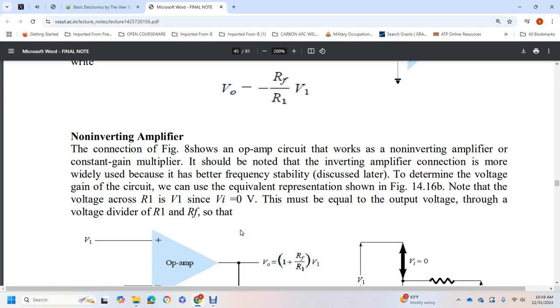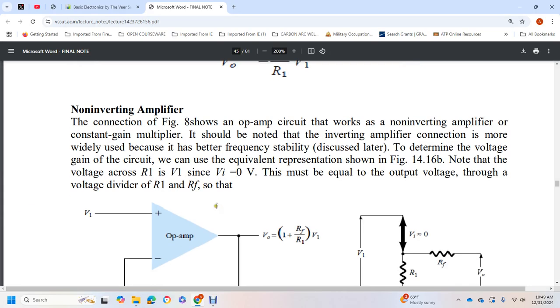To determine the voltage gain of the circuit, we can use the equivalent representation shown in the figure. Note that the voltage across resistance 1 is voltage 1, since the voltage at the input is equal to 0 volts. This must be equal to the output voltage through the voltage divider of resistance 1 and feedback resistance.